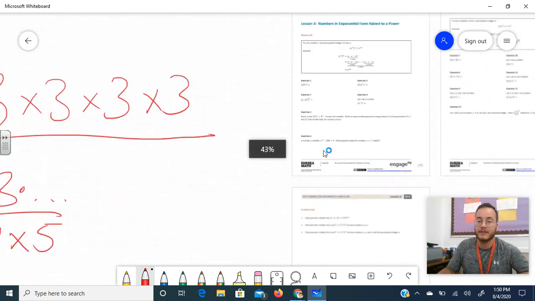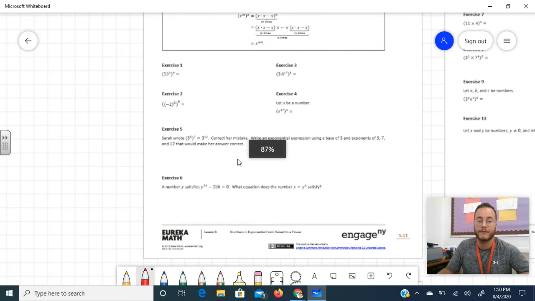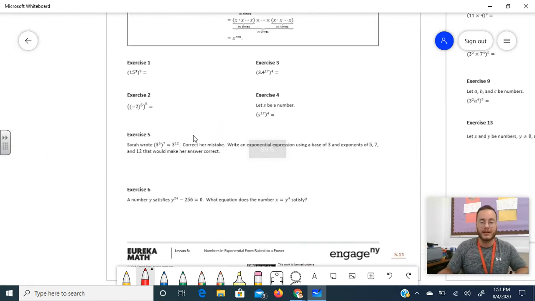Go ahead and pause this video, start working on exercises 1 through 6, and see if you can kind of figure it out. Unpause it whenever you're ready.